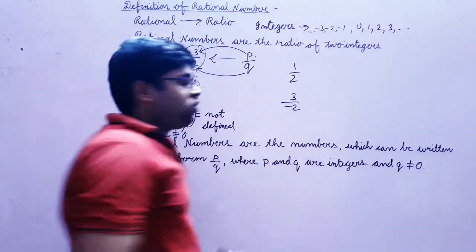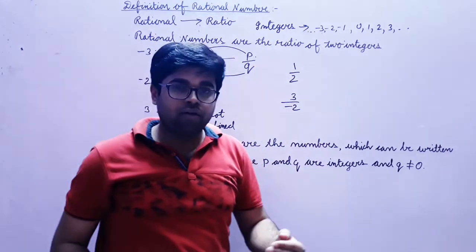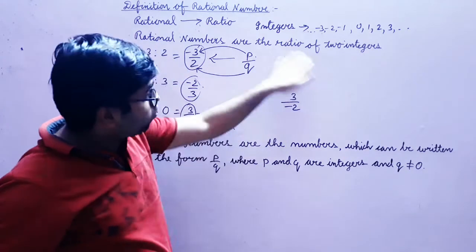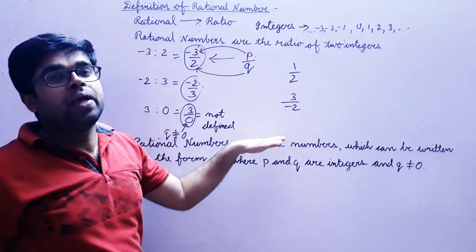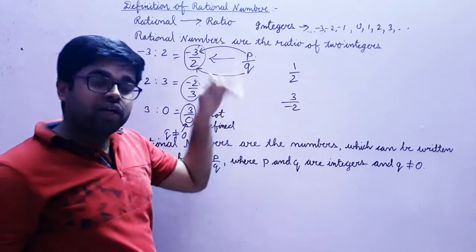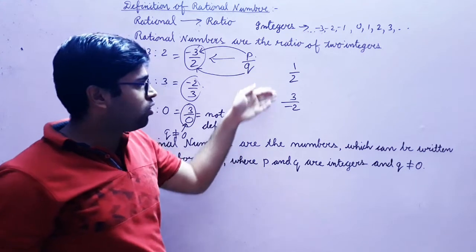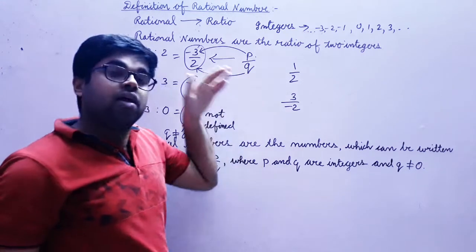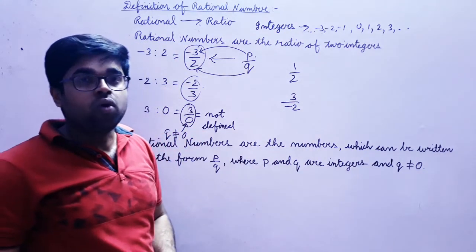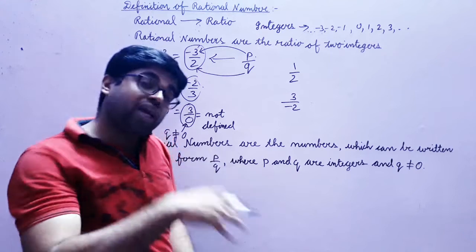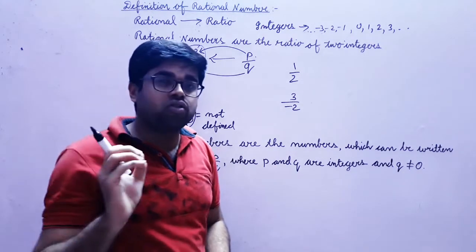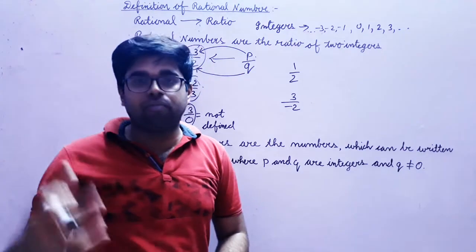So both 1 by 2 and 3 by minus 2 are rational numbers, but these numbers were already written in the form P by Q, where P and Q were integers and Q is not equal to 0. So we say that these are rational numbers. Can we have a number which can be written in the form of P by Q and we can call it a rational number? Yes, there are such type of numbers.